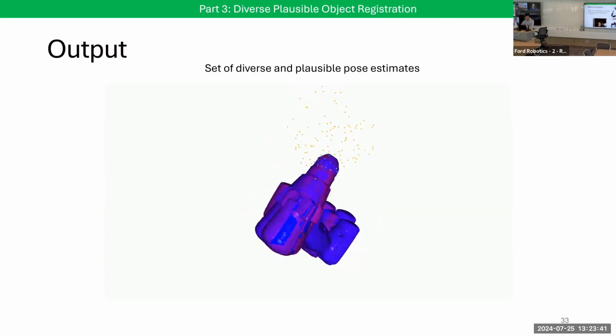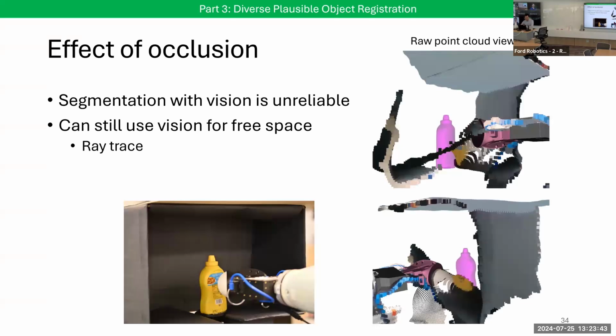We also note that in our experiment, segmentation near occlusions were quite unreliable. So we ended up using the vision just for providing free space. And to do so, we can do ray tracing from the camera frame to its measured depth.